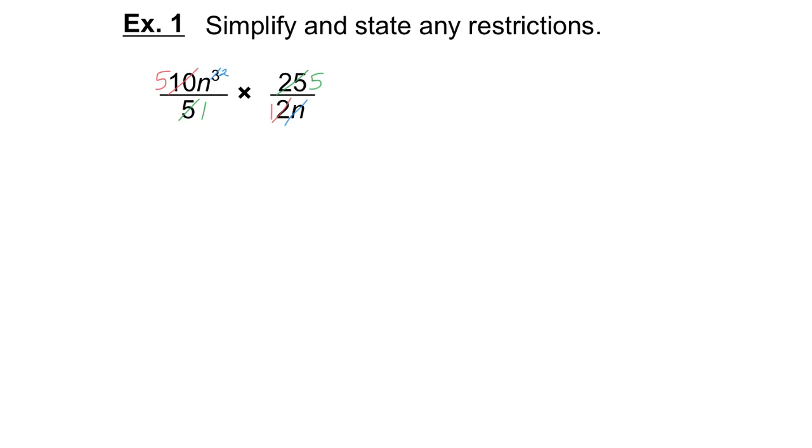Let's look at what we have. We have 5n squared times 5 for the numerator. We have 1 times 1 for the denominator. And that simplifies to 25n squared.